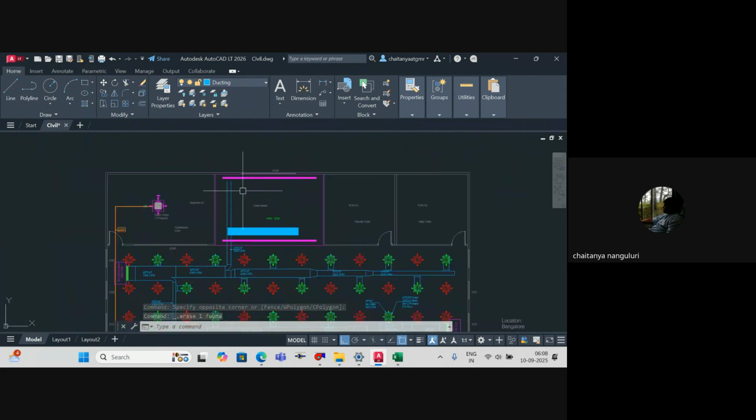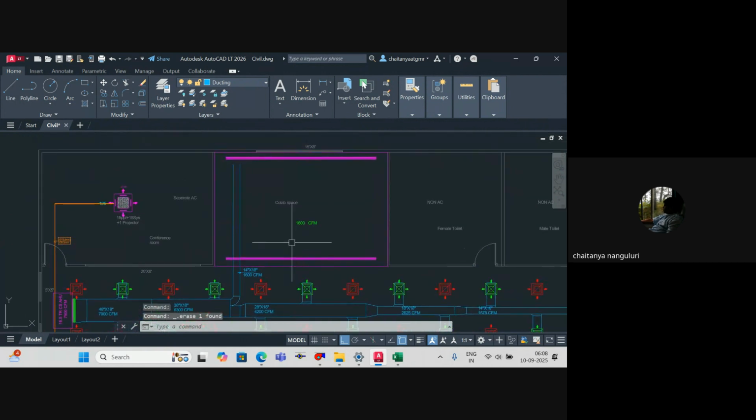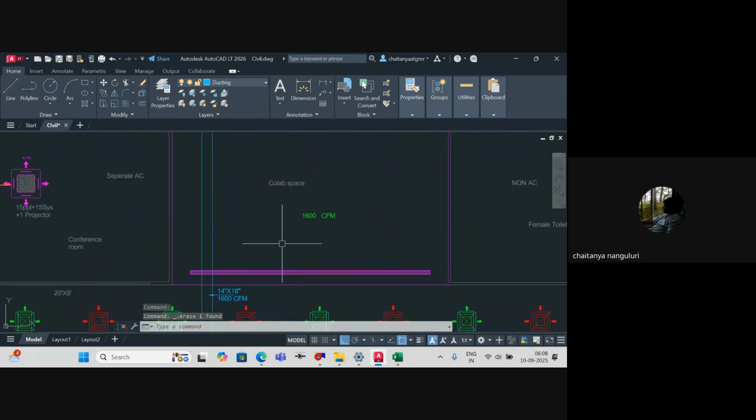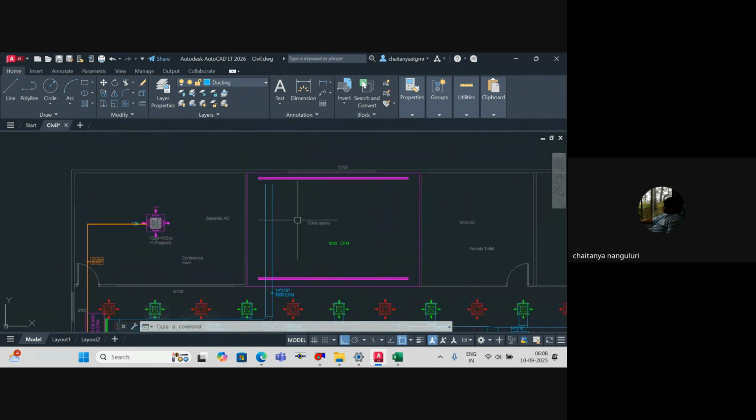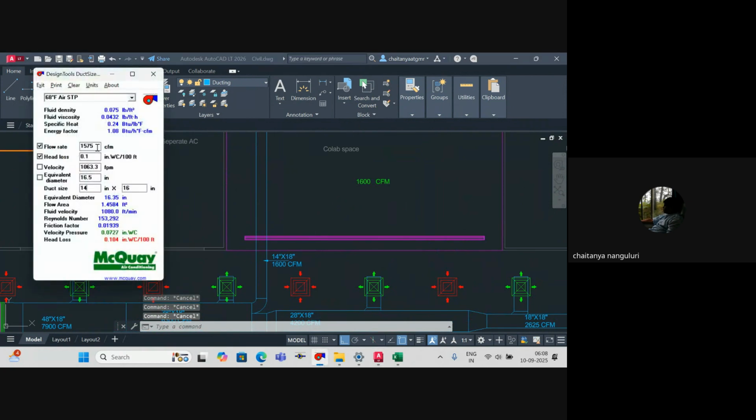Now, don't you think you have to do ducting for this guy? So here again, I would like to do 1600. Out of 1600, 800 I would like to throw on this grill and 800 I would like to throw on this grill. Is it fine? 800 for this particular grill and the remaining 800 I would like to throw here. That's it.